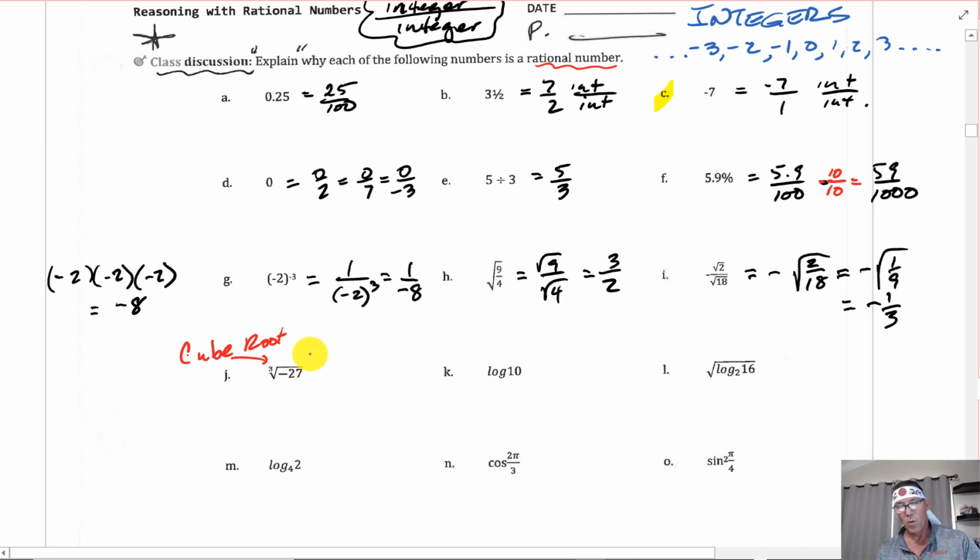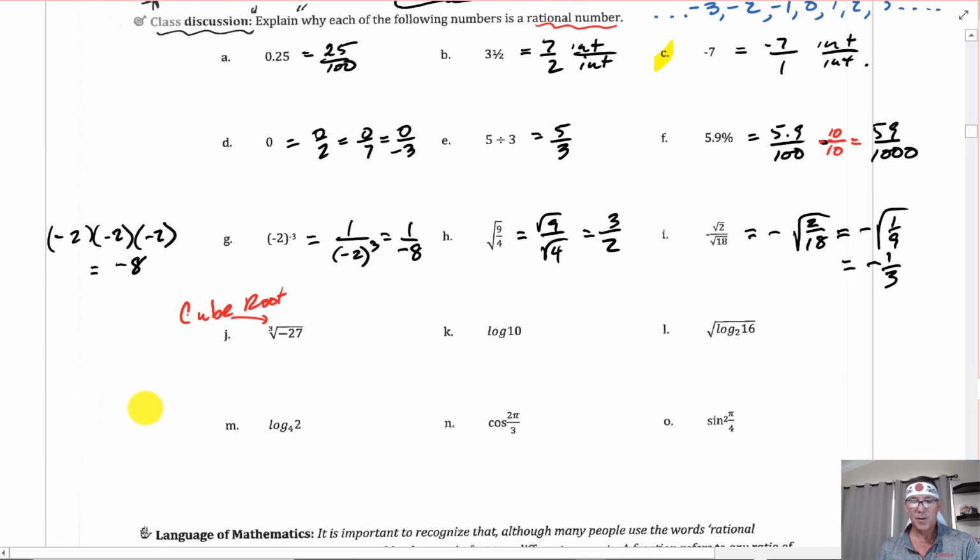So you would be thinking, what number cubed, raised to the third power, gives you negative 27? So what number x raised to the third power gives you negative 27? That's how you think about this. If you take negative 3 to the third power, you get negative 27, because negative 3 times negative 3 times negative 3 is negative 27.